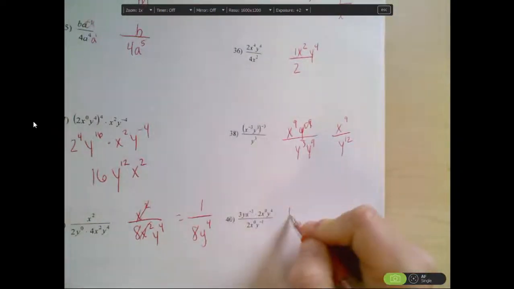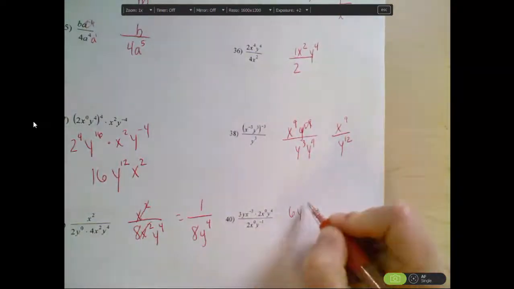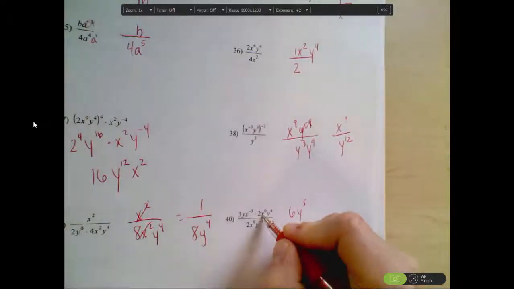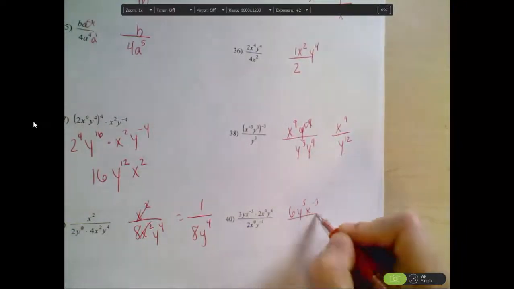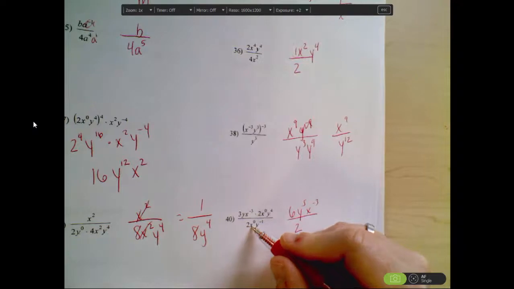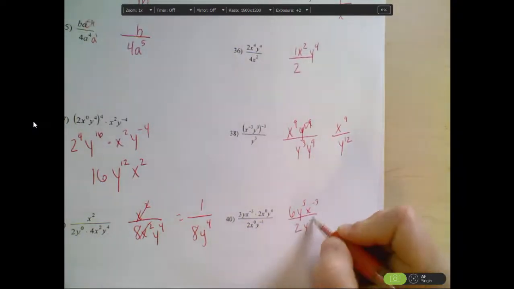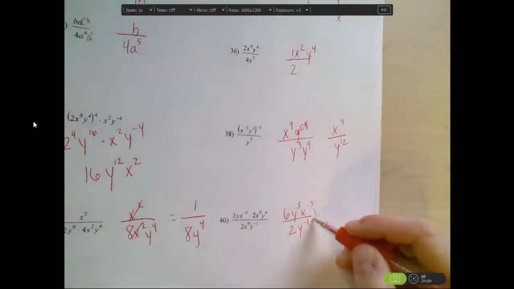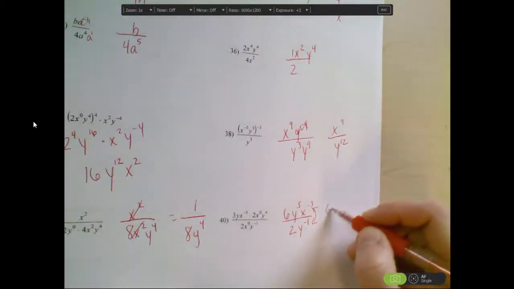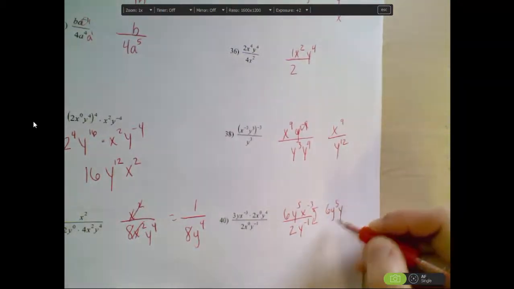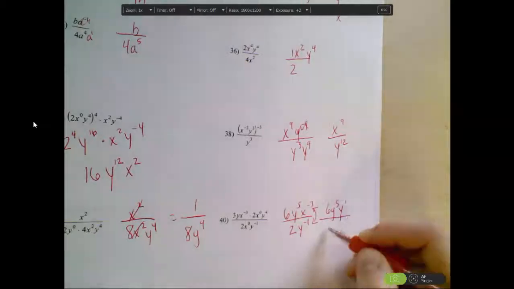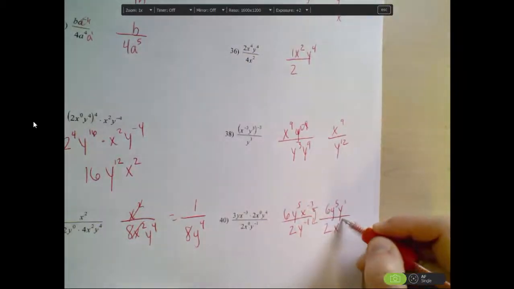3 times 2 is 6. Y times y to the 4th is y to the 5th. X to the negative 3 times x to the 0 is x to the negative 3. Over 2, x to the 0 is just 1, y to the negative 1. I'm going to move these two things. So 6y to the 5th, bring up the y to the 1. 2, bring down the x to the 3.